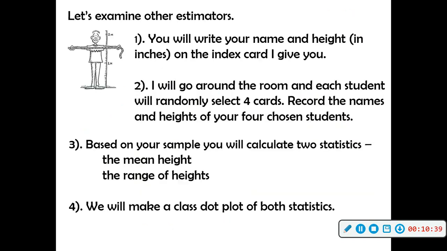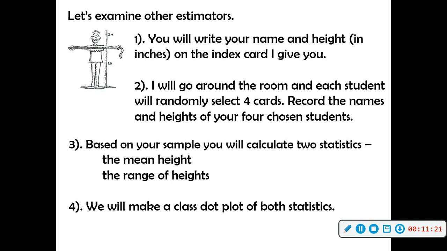Right? So, take a moment. You're going to take an index card, or take the index card that hopefully you all got at the beginning of class. Write your name, write your height in inches, okay? And then we'll have you go around and select 4 different cards, record the names and heights of the 4 chosen students. And based on your sample, you're going to calculate 2 statistics, the mean and the range, right? You can go ahead and make a dot plot of that data on the board. So plot your values on the board, and I'll give you a moment to pause and do that.